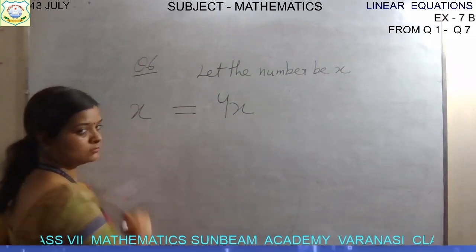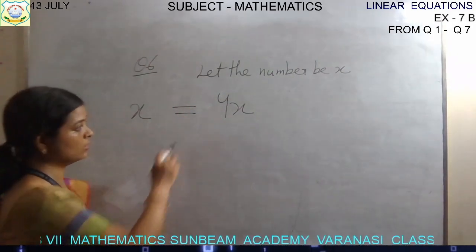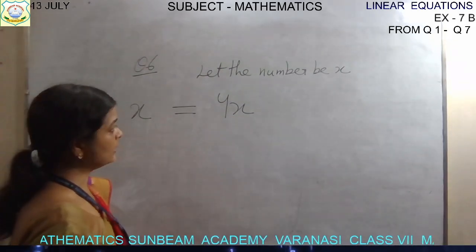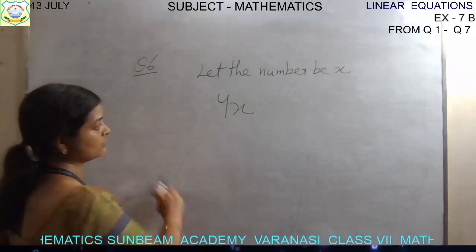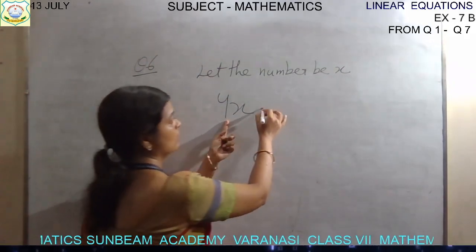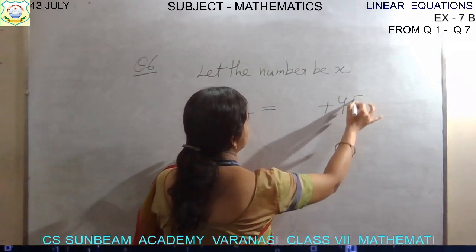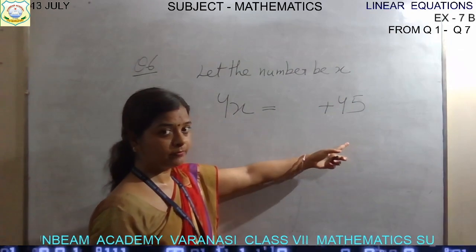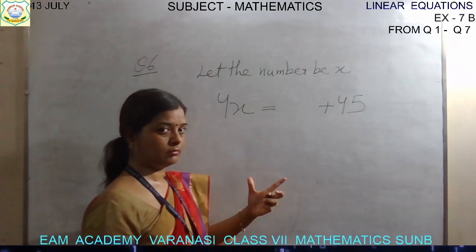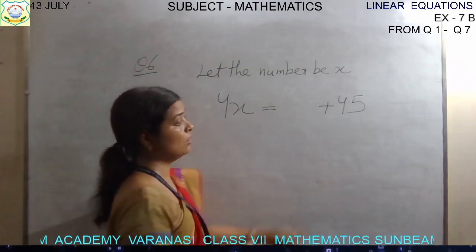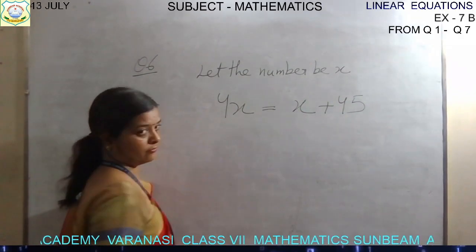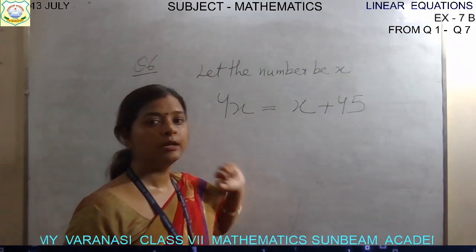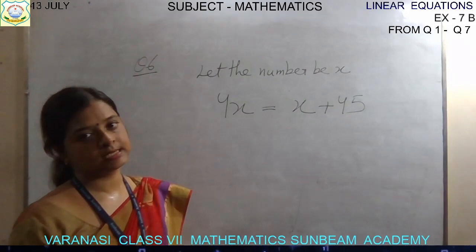Are they equal? No, because it is more right now. It is 4 times the number. So whatever answer comes after multiplying it by 4, it will exceed the number by 45, meaning it will be 45 more. It will exceed means more. It will increase by 45 more than that number itself. Okay, so this is the equation for question number 6.